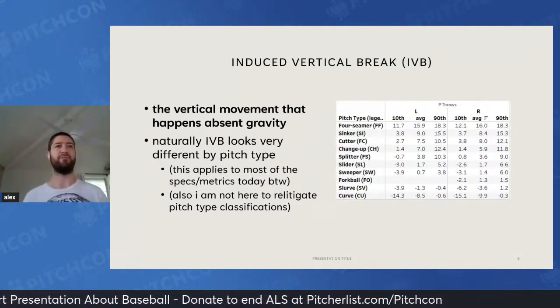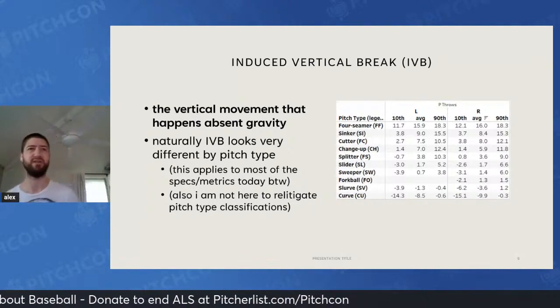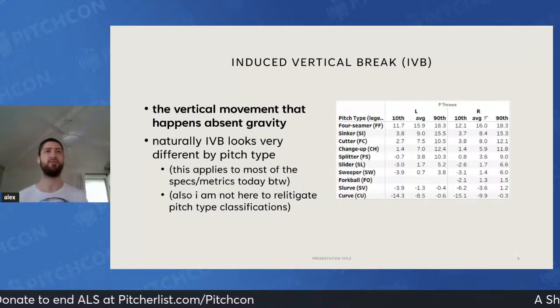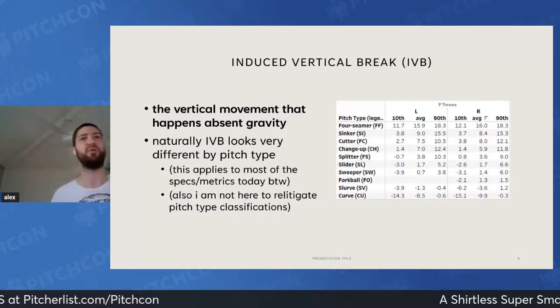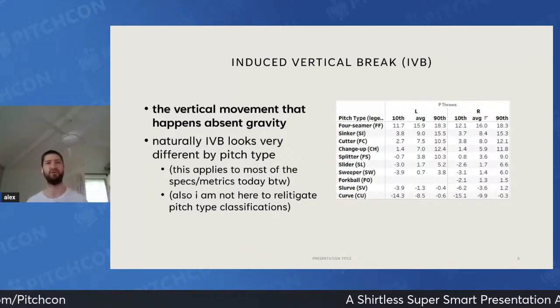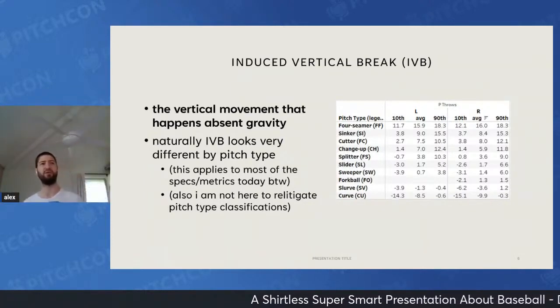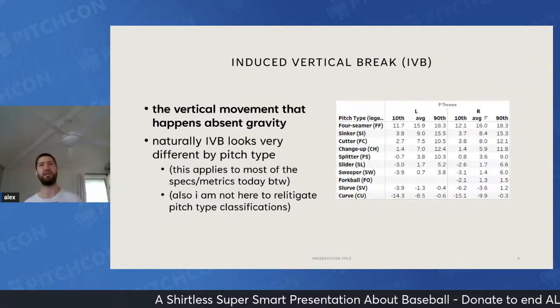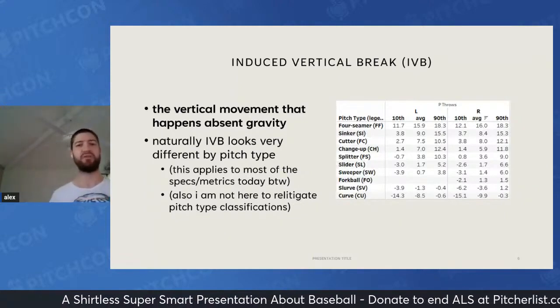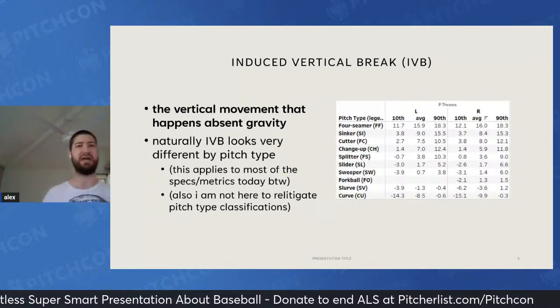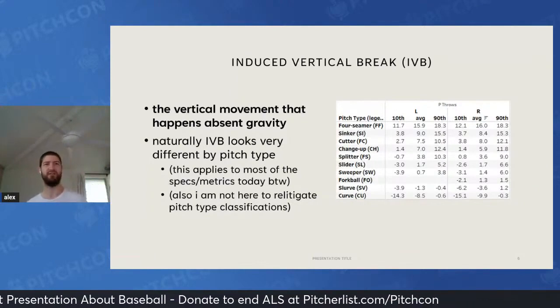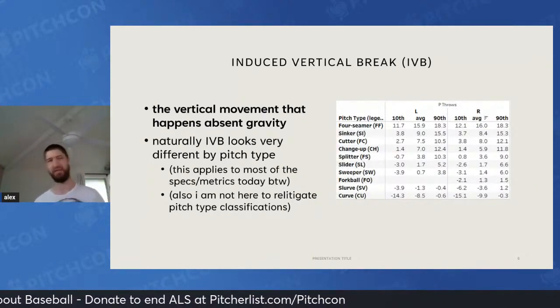But anyway, I present this table because it's good to know what's average movement, what's 90th percentile movement, and what's 10th percentile movement for any of these pitches. So when you see that someone has 16 inches of IVB, is that good for a four seam, or is that exactly average, at least for a righty?